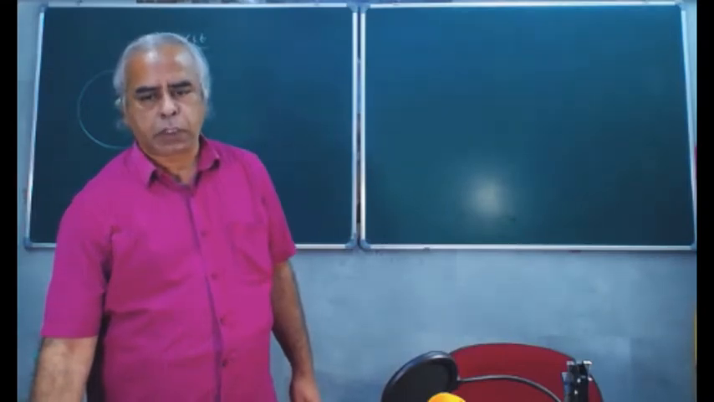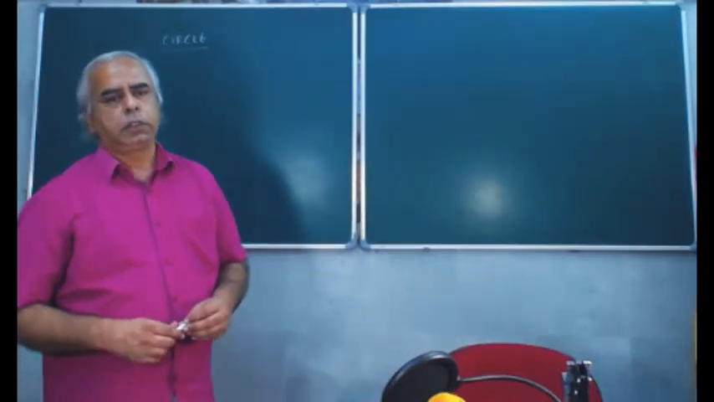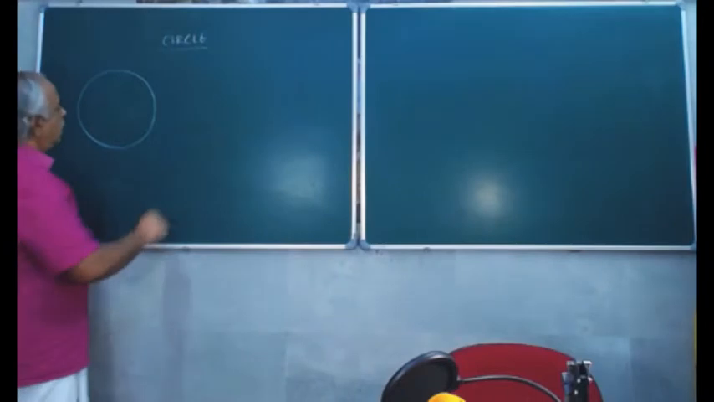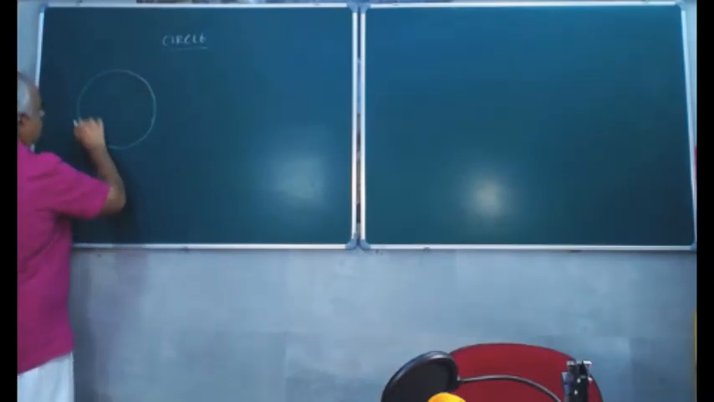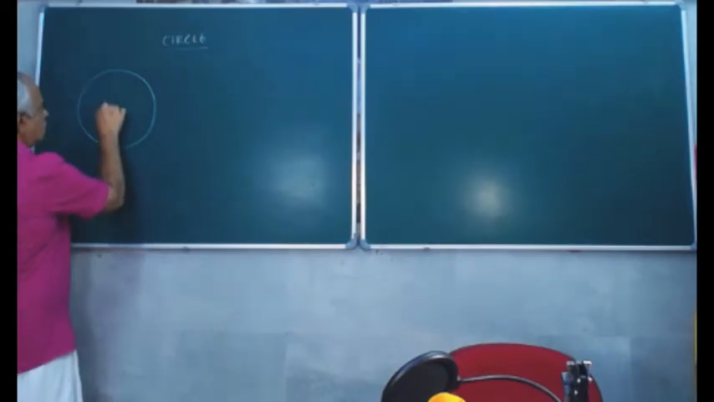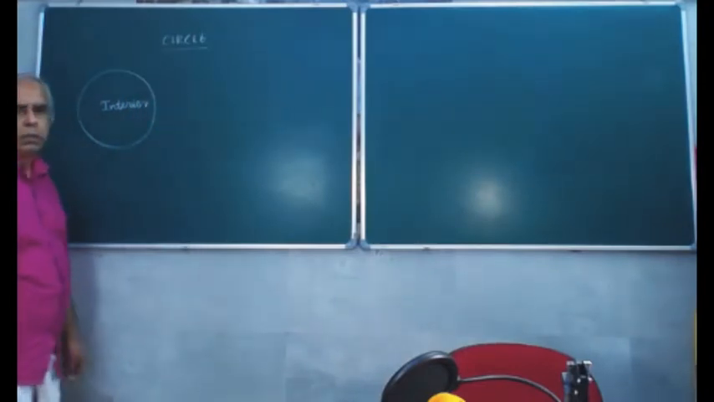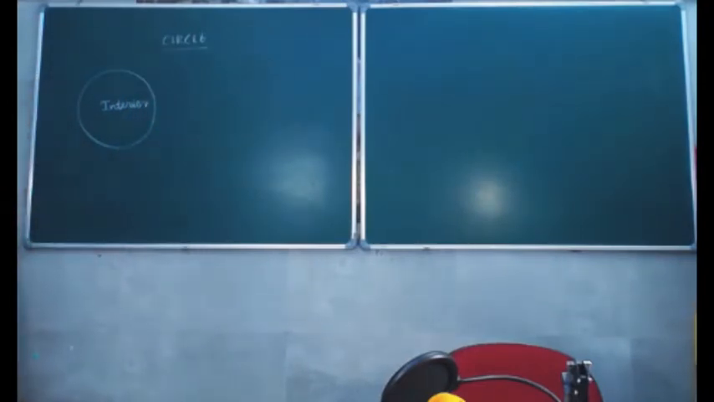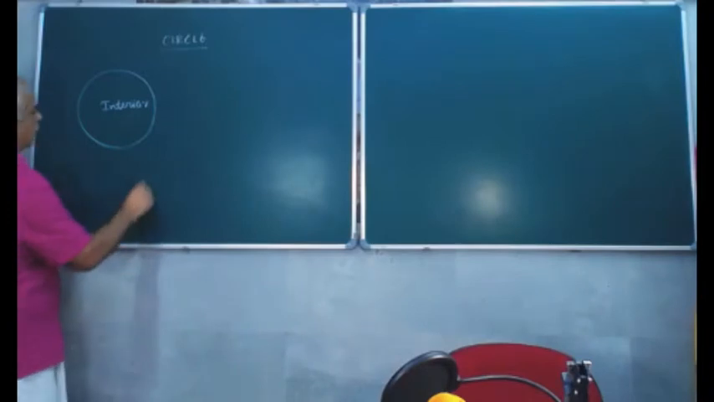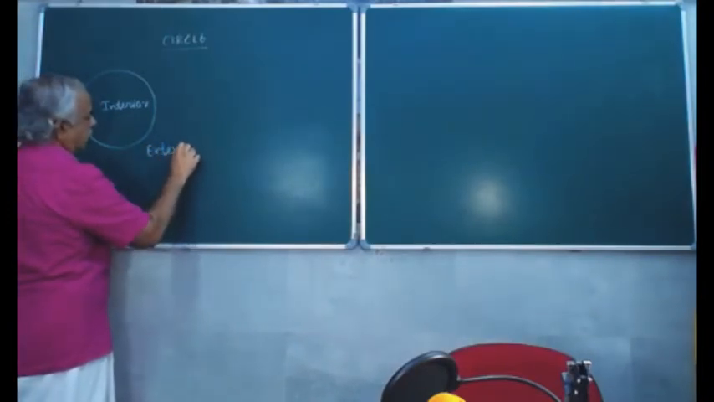In today's class, we'll be discussing the circle and its various theorems. When we say circle, let us draw a circle. This is the interior part of the circle, the interior region of the circle, and this is the exterior region.